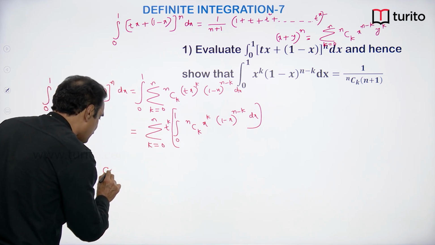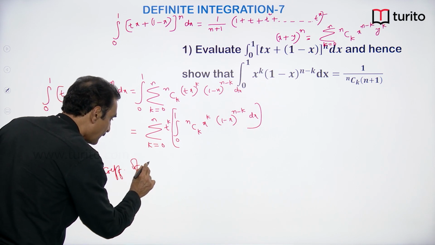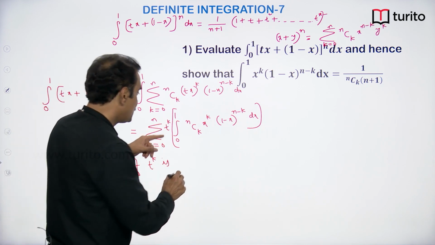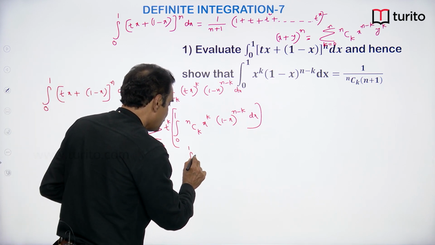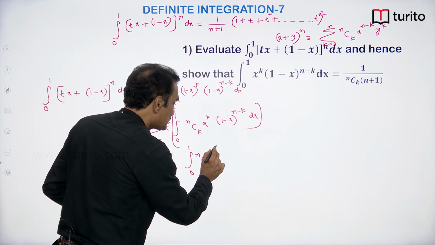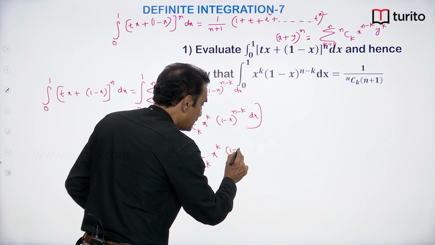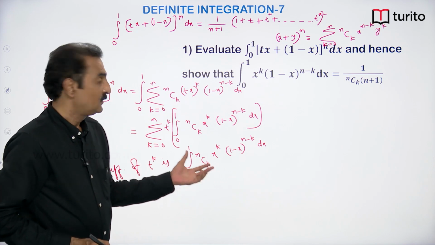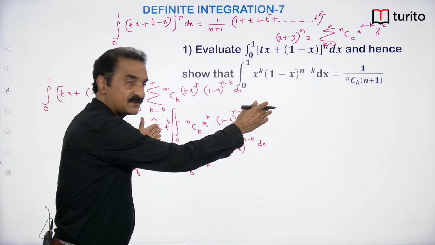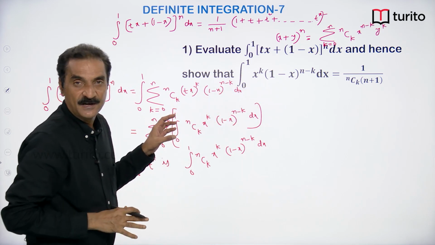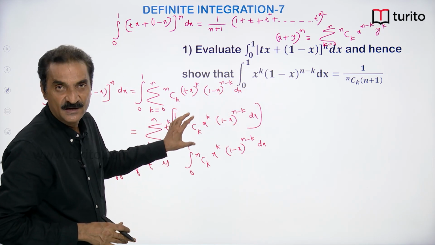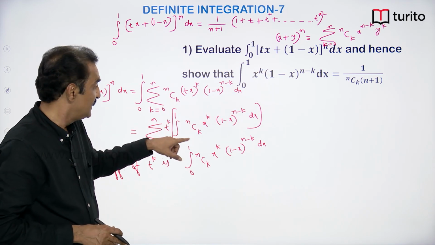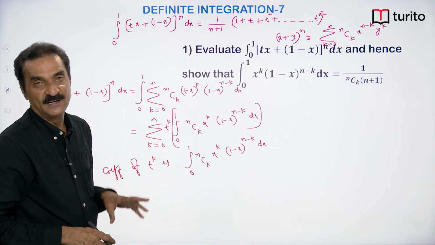Coefficient of t power k is equal to integral 0 to 1 nCk x power k into (1 minus x) whole power n minus k. You can expand this sum as a sum of some different integrals. For k is equal to 0, one integral, for k is equal to 2, one integral, like that we can expand it as a sum of some integrals. The coefficient of t power k is this integral.